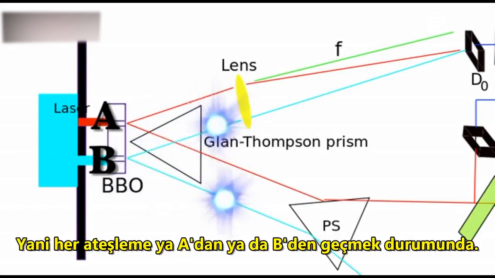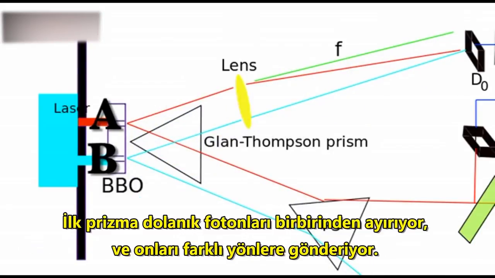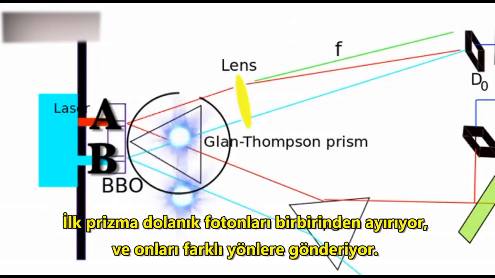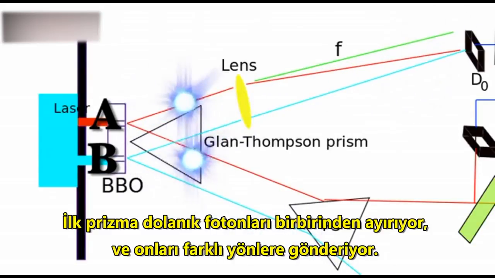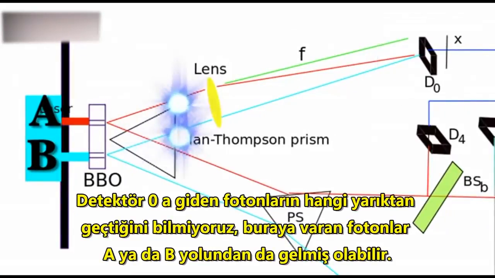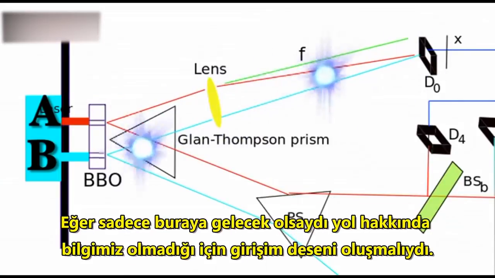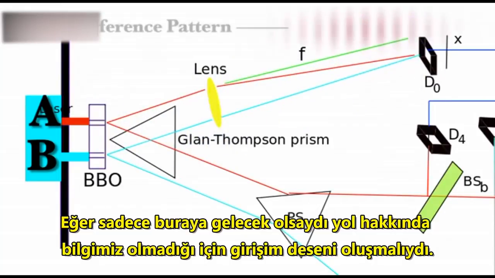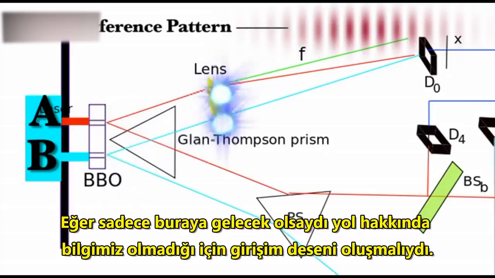So at each firing, it will either go through A or B. Now the first prism splits the entangled photons and sends them in different directions. The top one goes to detector 0. Now if the photons only hit D0, we don't know the path information, since when the photon arrives, it could have come from either path A or path B. So because we don't know the path information, it should produce an interference pattern if it only came here.